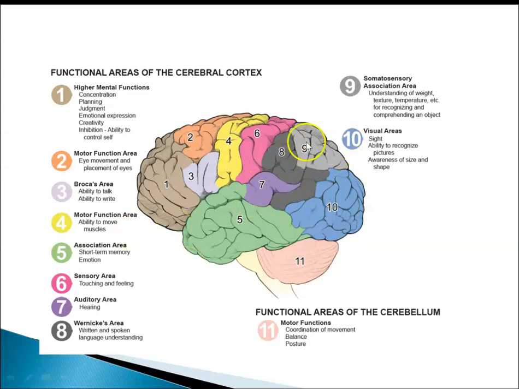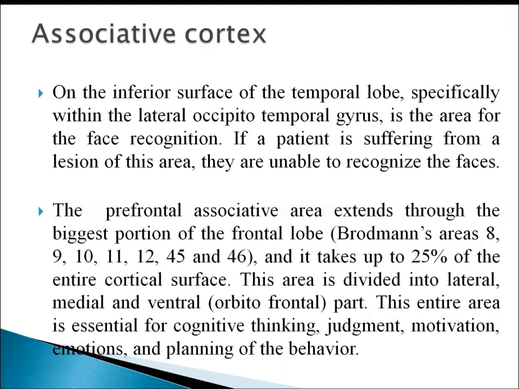And this is the somatosensory area. And this is the visual area, which is area numbers 17, 18 and 19. And this is the cerebellum, which is responsible for coordination, balance, posture and equilibrium. So the associative cortex in the inferior surface of the temporal lobe is responsible for face recognition. If any patient suffers from a lesion of this area, they may not be able to recognize faces.